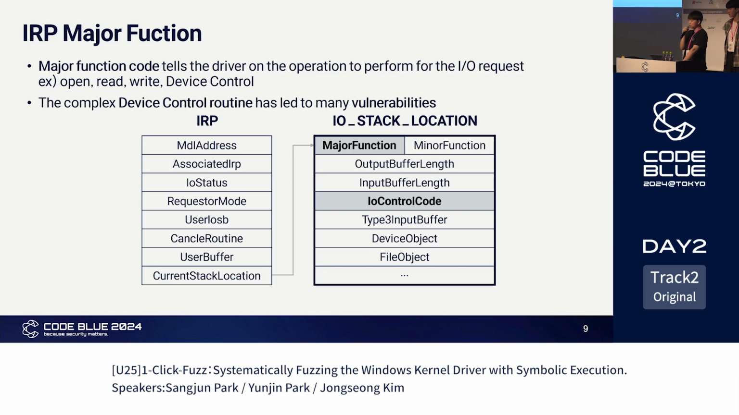Every I/O stack location structure inside an IRP contains a major function code, which tells the driver what kind of I/O request it needs to handle, such as open, write, read, and so on. Among the various major functions, device control routines tend to have vulnerabilities in Windows kernel drivers. Because of this, we decided to develop a fuzzing framework that specifically targets these routines.